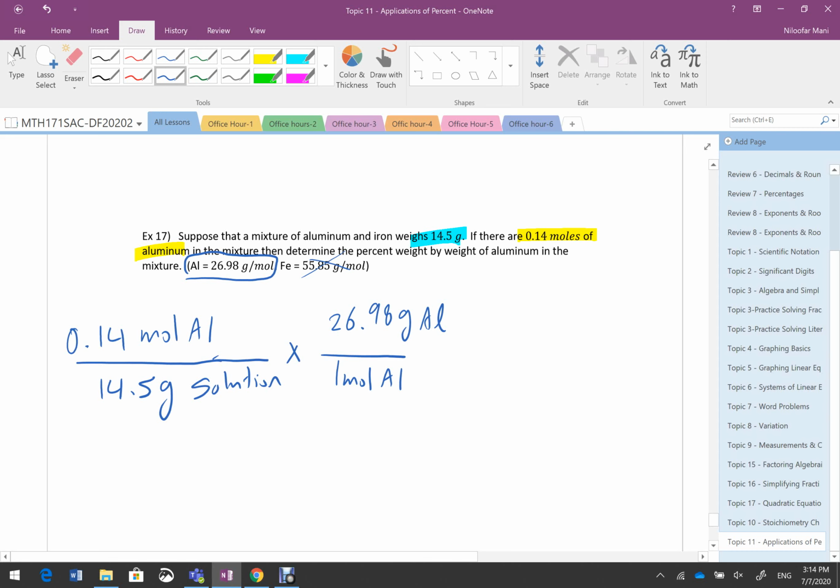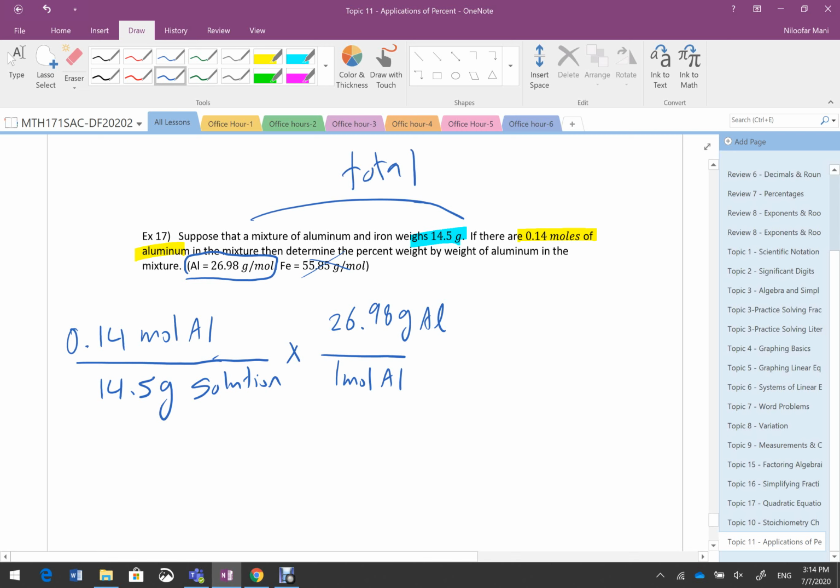Okay. So suppose that the mixture, aluminum and iron, weighs this many gram. So that's total. Then it says, suppose you have this many mole of aluminum in the mixture. So it's not molarity. No, sorry about that. So if I said molarity, it's wrong. Okay, so I just have this many mole of aluminum. Then find percentage W by W.